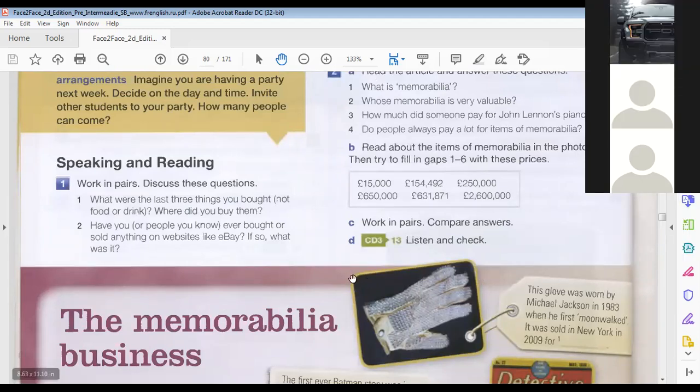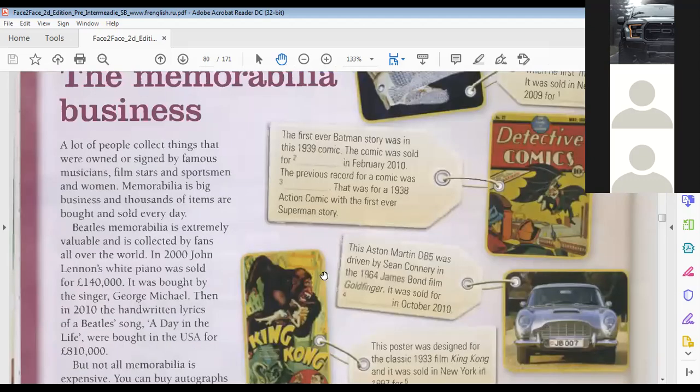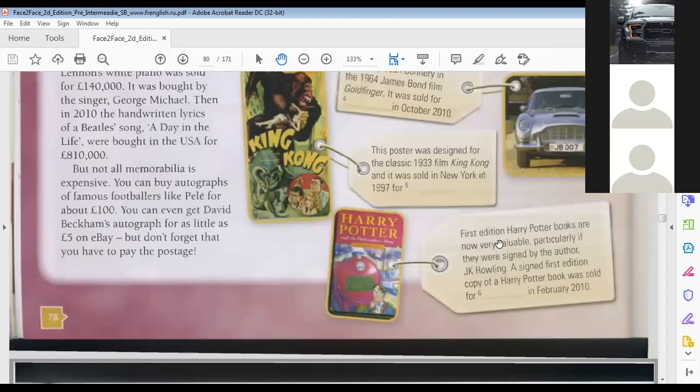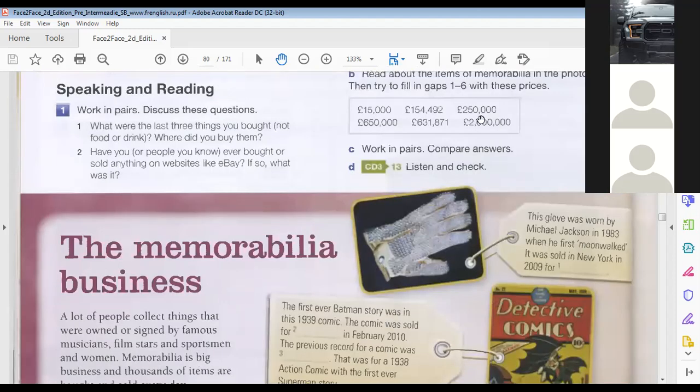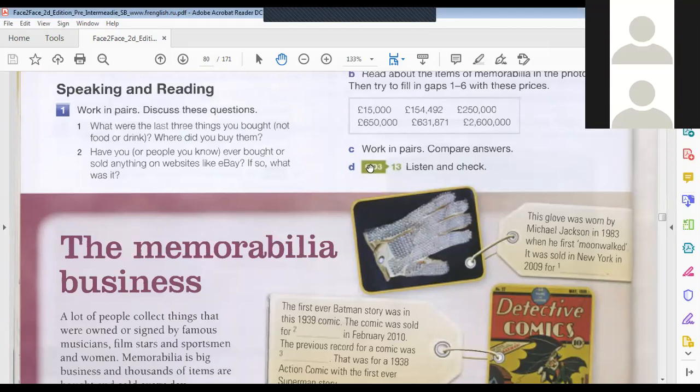Sophia, what do you think? Samiha? I think 250. 250? Maybe. Maybe more. Okay, I think we have to listen. 15, I think. 15? You think 15, Salma? Yeah. But why do you think it's less than the others?